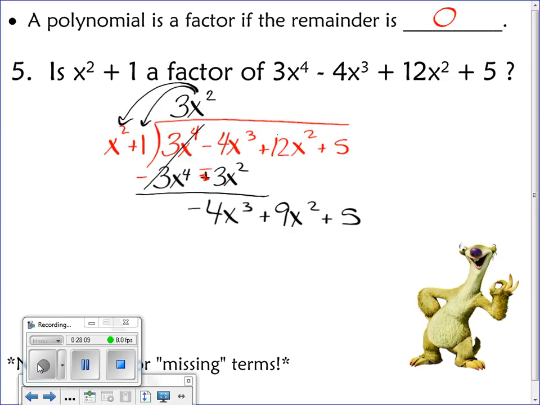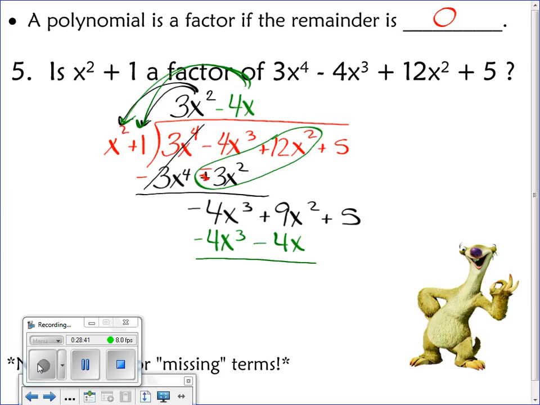So we ended up putting these terms together because those were like terms right there. That's where this came from. You guys with me? My like terms didn't line up. All right, and we start again. What do you multiply x squared by to get negative 4x cubed? Negative 4x. Multiply negative 4x times x squared. Good. Negative 4x times 1. Then what? Change your signs.